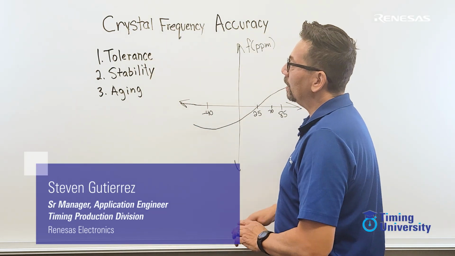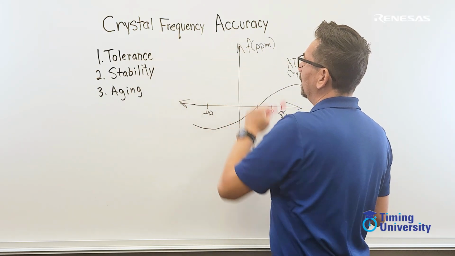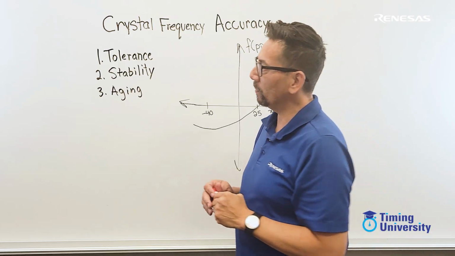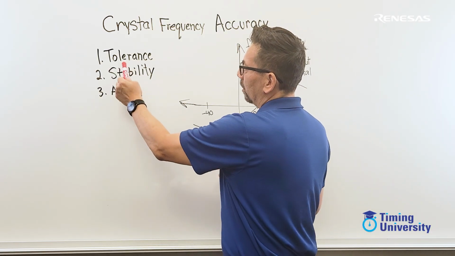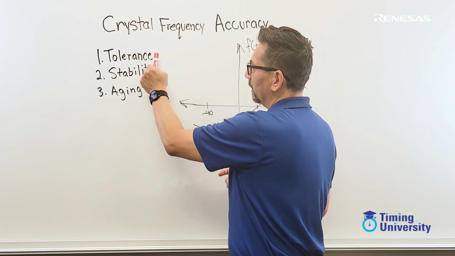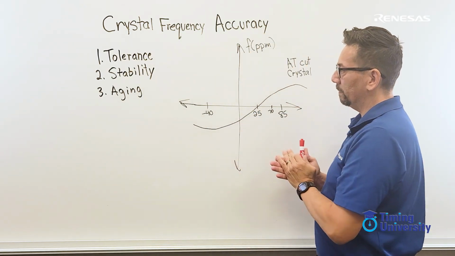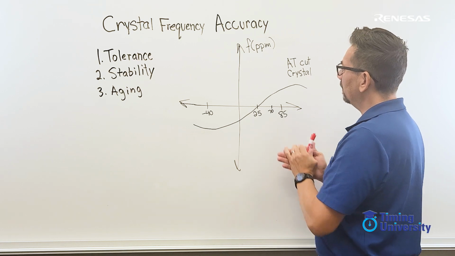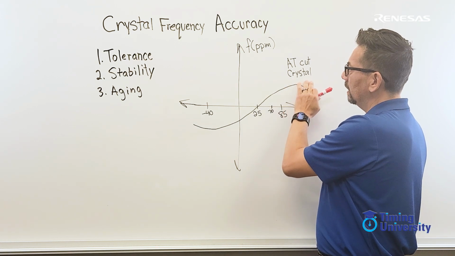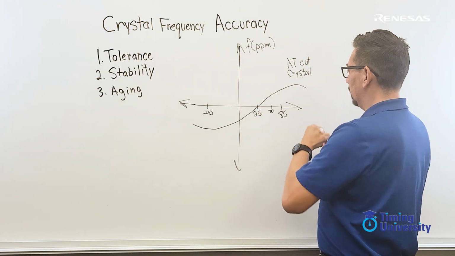In this video, we're going to be talking about the crystal frequency accuracy. The accuracy is determined by three parameters: the frequency tolerance, frequency stability, and aging. To explain these parameters, I'm going to use this chart here. This is a profile of an AT cut crystal of the frequency deviation versus temperature in Celsius.